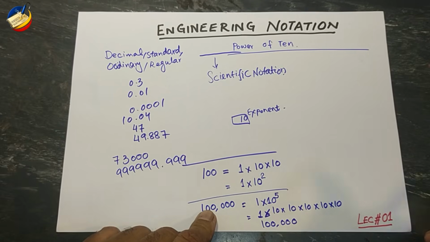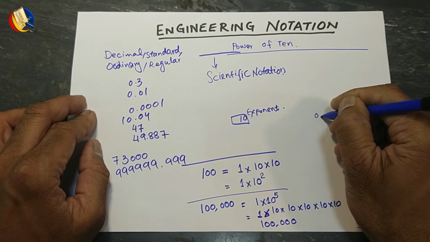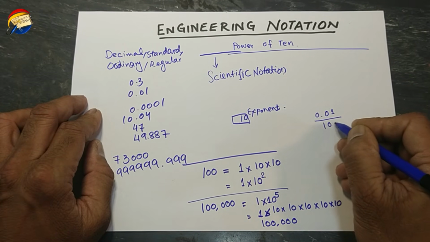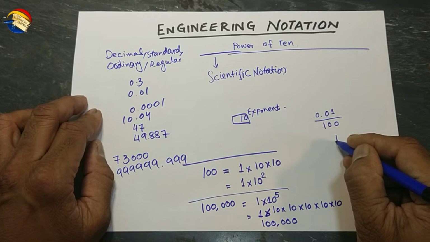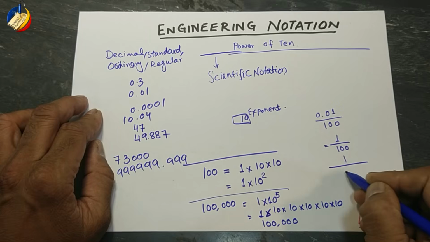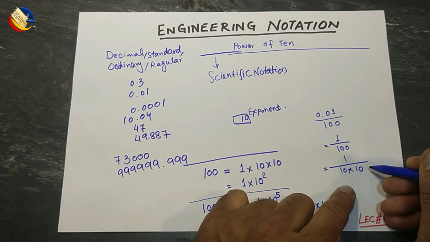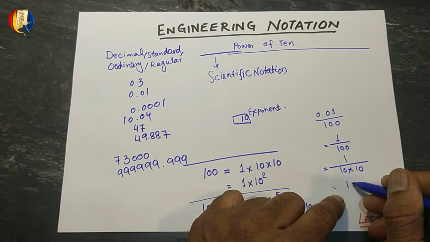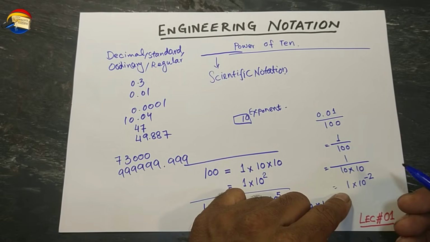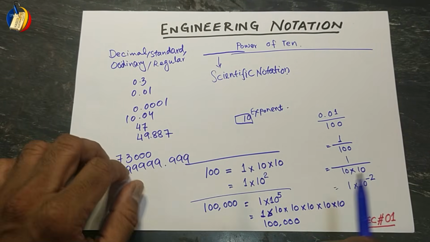These are positive values. If we have a number in fraction, let's suppose 0.01, that means it is being divided by 100. 1 over 100, 1 divided by 10 by 10. If we transfer it upside, it will be 1 times 10 raised to the power minus 2. The power will be negative. So this is power of 10 and it is scientific notation.